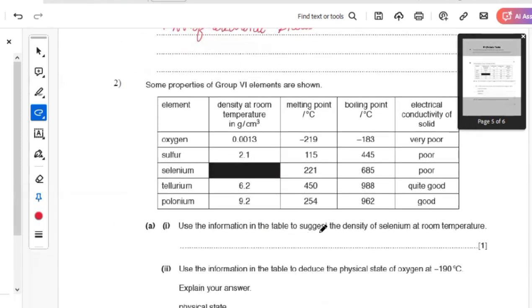Use the information in the table to suggest the density of selenium at room temperature. So if you see the density, it is increasing, like plus 2 is there, then we can see that the selenium density should be between 2.1 and 6.2. So that should be around 4.1. So the answer should be 4.1.